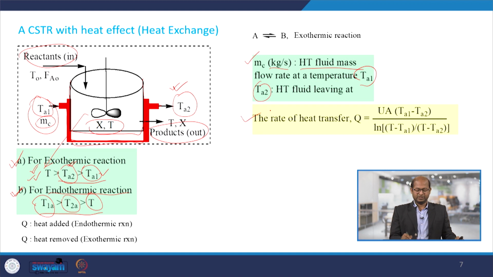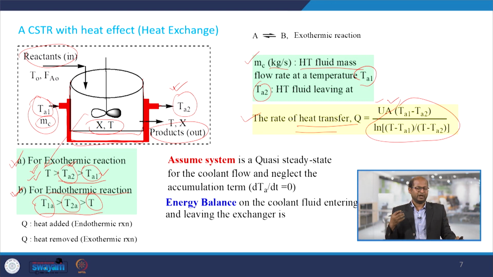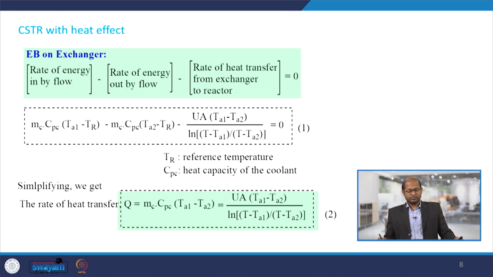So the rate of heat transfer we can usually write this way, using the overall heat transfer coefficient, the heat transfer area and the LMTD. This is how you usually express the rate of heat transfer, the amount of heat supplied by the coolant. Now the energy balance. The energy balance equations on the heat exchanger we can write this.